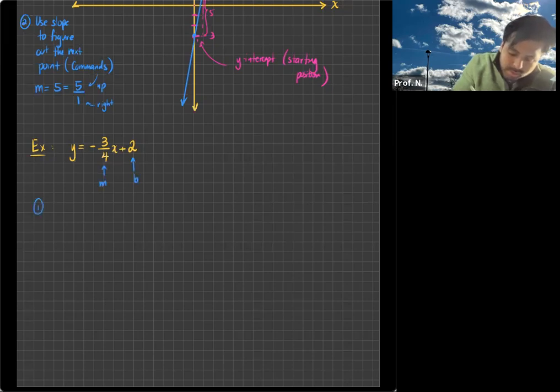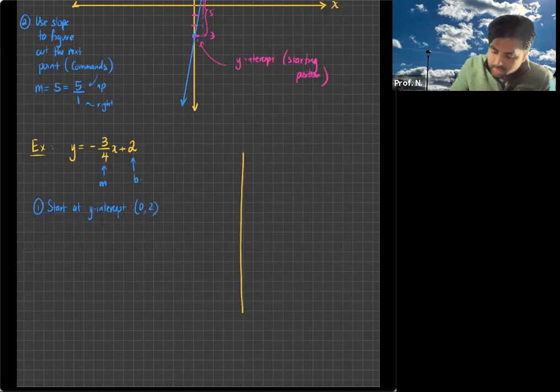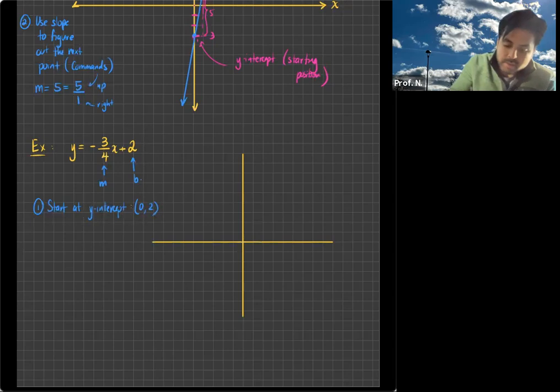So the first step I do is start at the y-intercept. And the y-intercept is given by (0, 2). The y-intercept again is the point on the y-axis where the line crosses. So (0, 2) will be right here. So I'm crossing it right here. Okay, now that's the first thing.